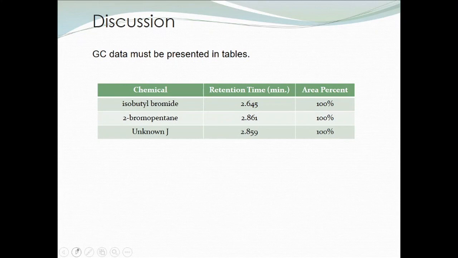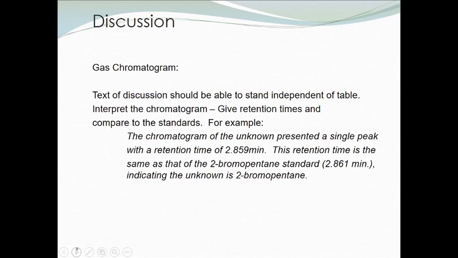GC, this is not spectral data, but still presented in a table. In that table, you will list all of the standards and their retention times, and then you will have a final row which will list your unknown and the retention time for that as well. And then again, discuss it, state what is there. The chromatogram of the unknown shows a single peak with a retention time at 2.589 minutes. Then tell us what it means.